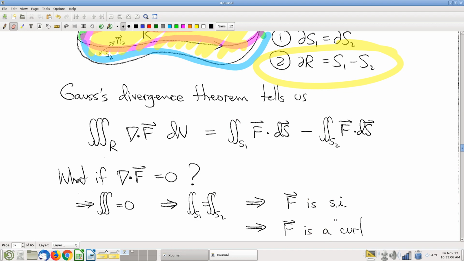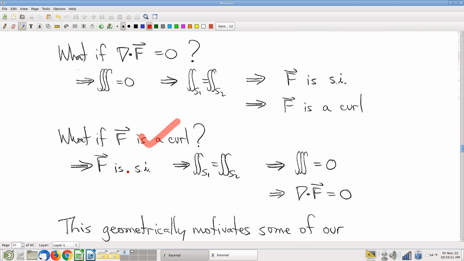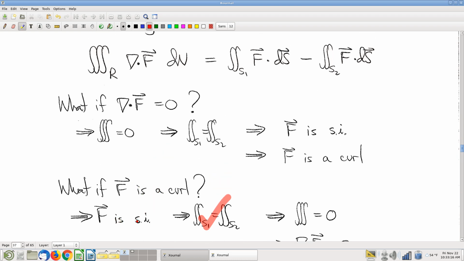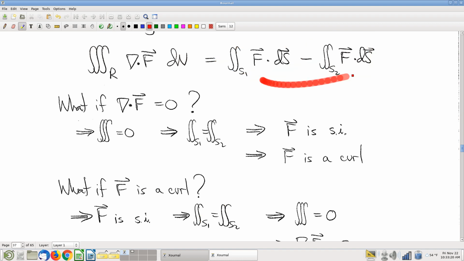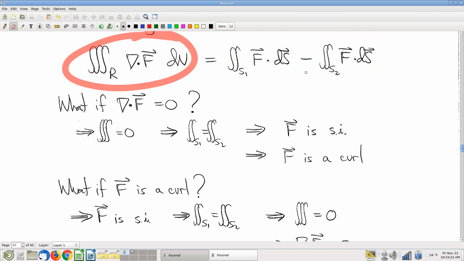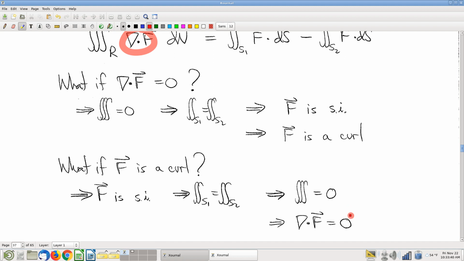Right, and you can turn the argument around. If you know that your vector field is a curl, well, if it's a curl, then it's surface independent, which means these two fluxes are equal. Which means that this difference is 0, which means that this triple integral is 0. Hang on, if you have a triple integral that's always 0, no matter what the domain is? How could a triple integral always be 0 no matter what the domain is? The integrand must also be 0. And so divergence is 0.